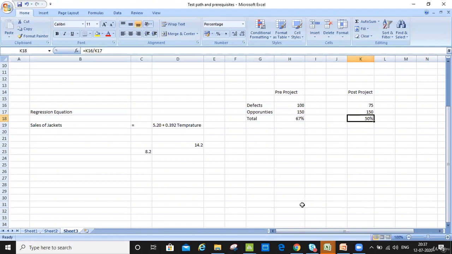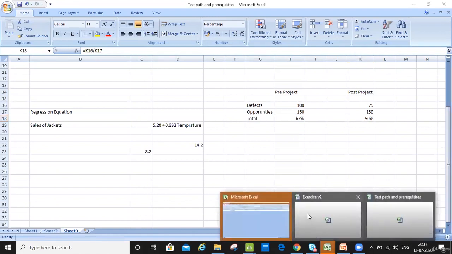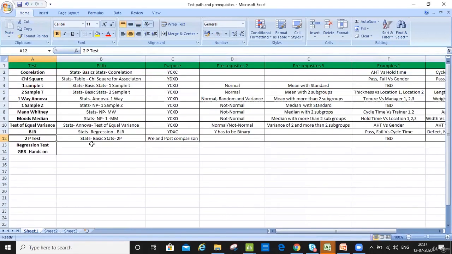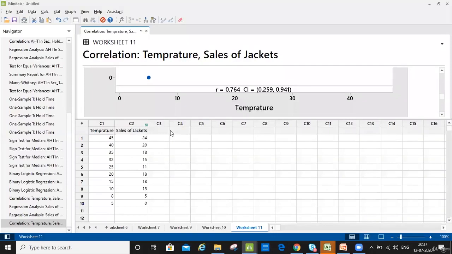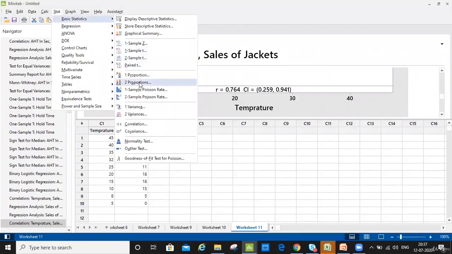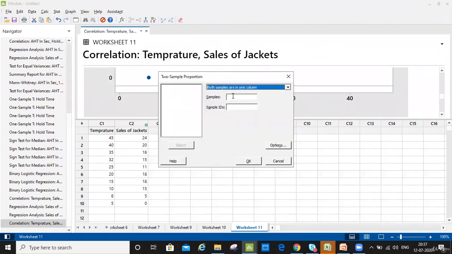Okay, so what I'll do is the two proportion test. So Stats, Basic Stats, you can see Two Proportion test. Click on Two Proportions, click on Summarized data, this option. Here you can put a number. The number of trials is the total that we have.